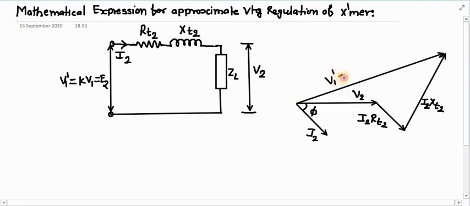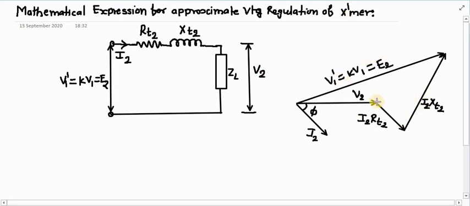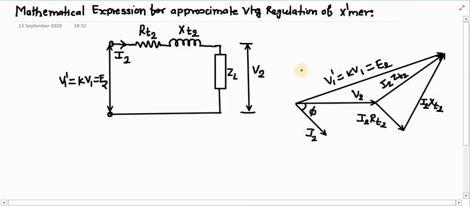The vector addition of all these is nothing but your V1 dash, which is equal to K into V1, which is equal to your induced EMF E2. And the vector sum of I2 RT2 and I2 XT2 I can draw here. That is your I2 ZT2. Now from this phasor diagram only we have to derive the formula for the voltage regulation.